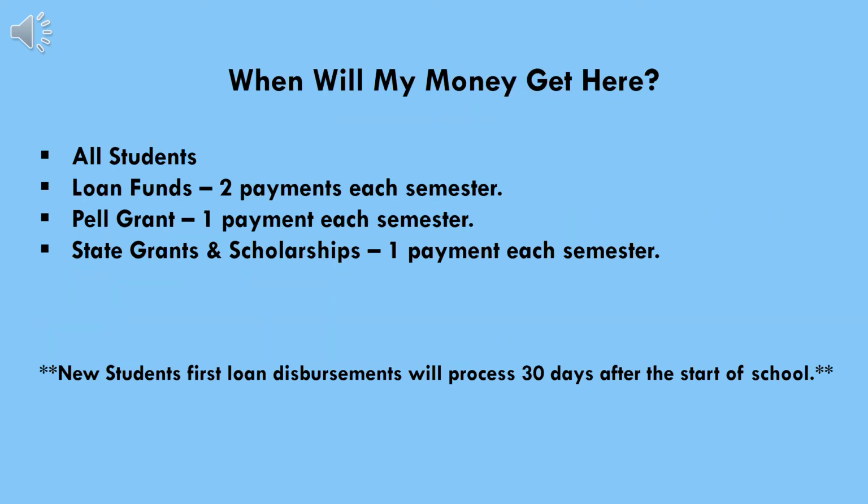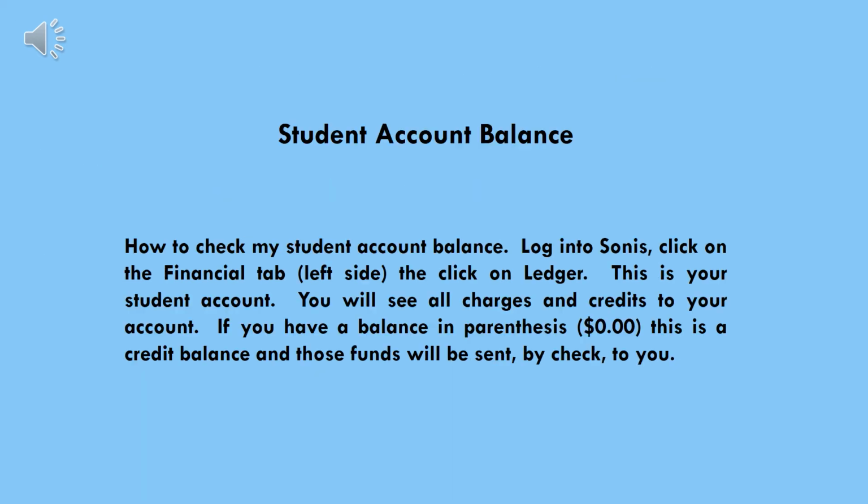Students who receive state grants and Pell grants will receive their funds one payment each semester. Students who receive the federal loans, subsidized and unsubsidized, receive those financial aid payments 2 times each semester. New students will not receive a disbursement until 30 days after the start of school.